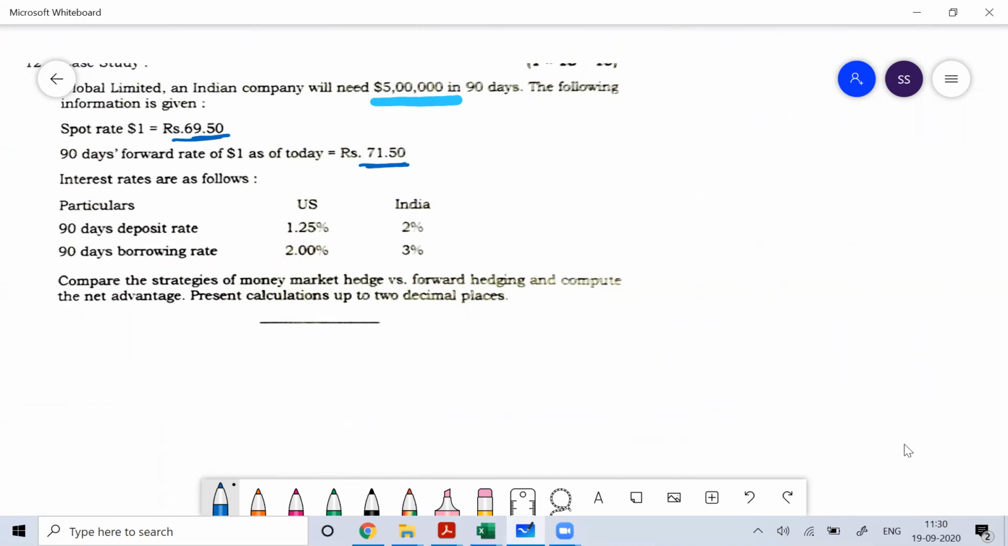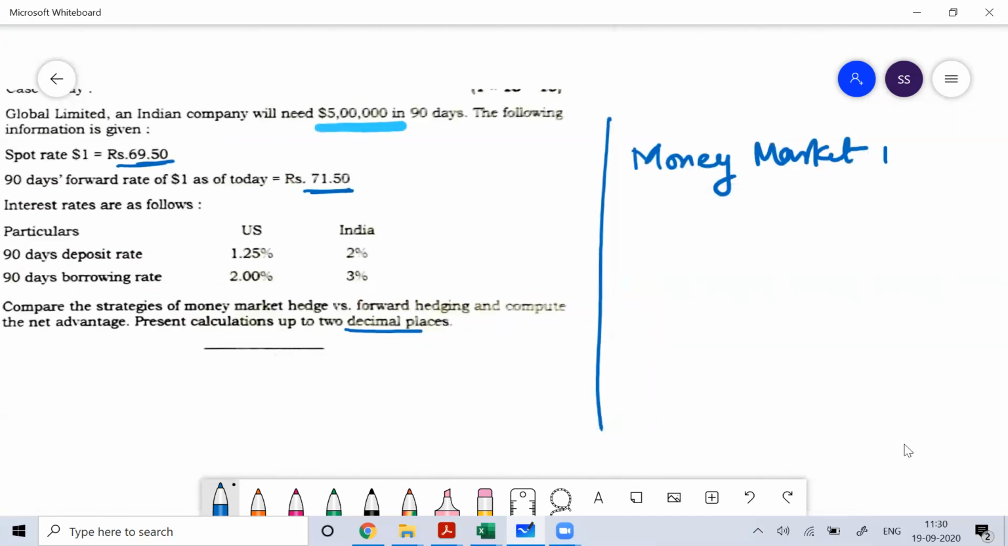So you have to do the calculation as per two decimals. First I'll talk about money market hedging. In money market hedging, two situations happen: a payable situation and a receivable situation. Normally in exam, they always ask payable only. So he needs to pay how much? $5 lakh. So Global Limited needs to pay $5 lakh.